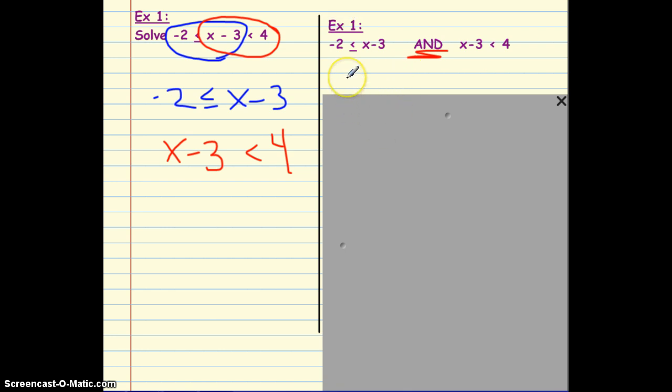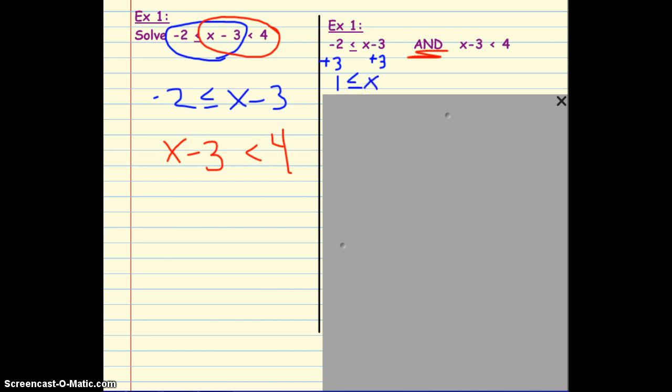-2 has to be less than or equal to x minus 3. Well, to get the x by itself, we got to get rid of the minus 3. So the opposite thing is we're going to add 3 to both sides. Add 3 to both sides, and we get 1 is less than or equal to x.